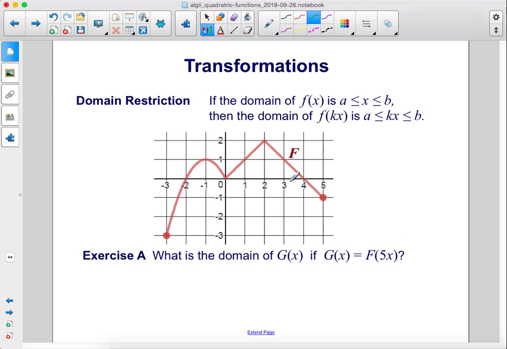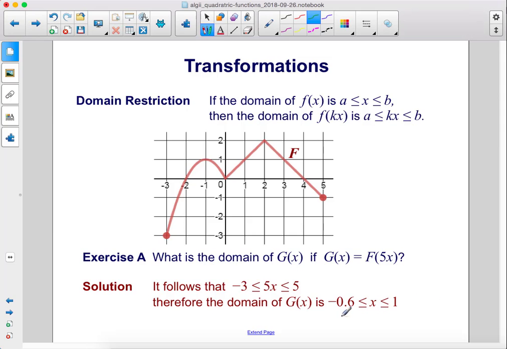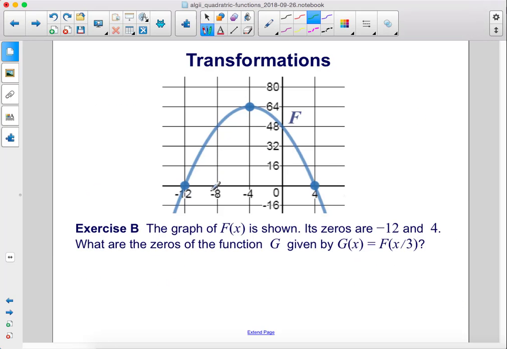All right, well, the domain here is from -3 to 5. So if g of x is f of 5x, that would be like this. And then we would divide each portion by 5, and we would have -3 over 5 is less than or equal to x is less than or equal to 1. -0.6, which is -3 over 5 in decimal form, is less than or equal to x is less than or equal to 1.